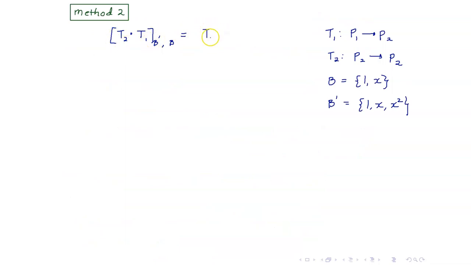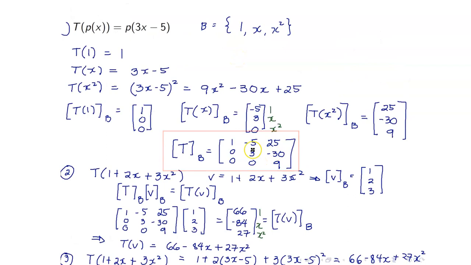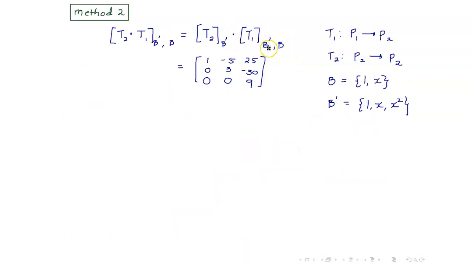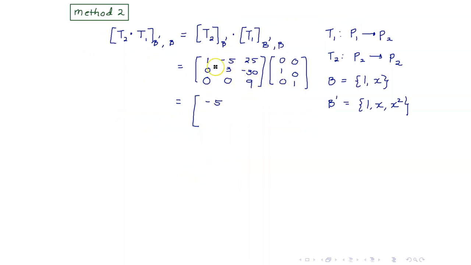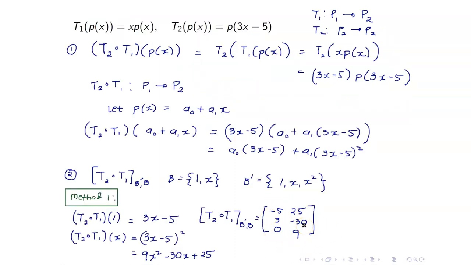What is this matrix representation? By our definition, it's equal to the matrix representation of T2 from B prime to B prime, or just B prime here, times the matrix representation of T1 from B to B prime. We already computed these matrix representations. The matrix representation of T2 with respect to B prime is given by this matrix, and the matrix representation of T1 from B to B prime is given by this. When we multiply these two matrices, we get negative 5, 25, 3, negative 30, and lastly, 0, 9. Which is exactly the same as what we had here in method 1.